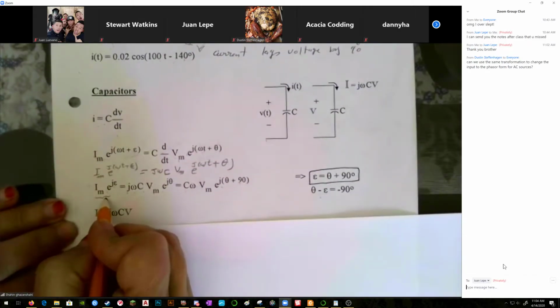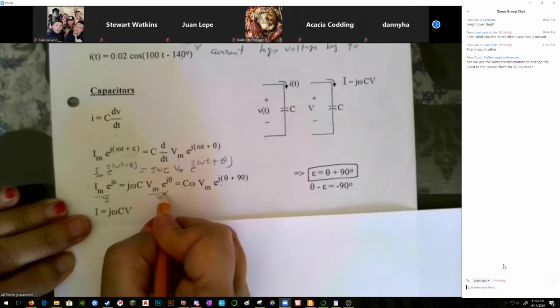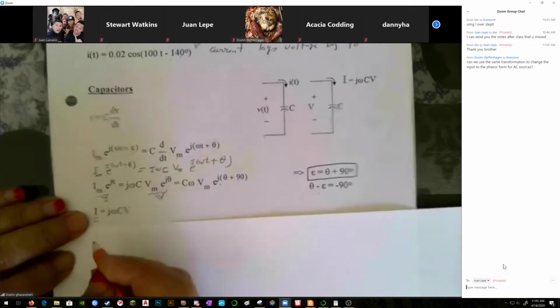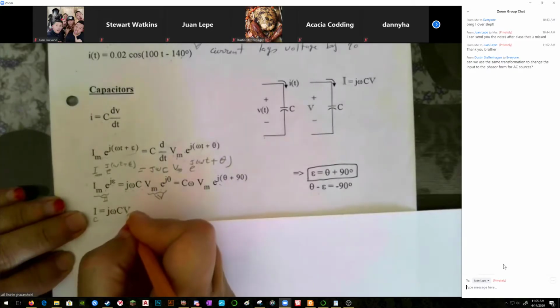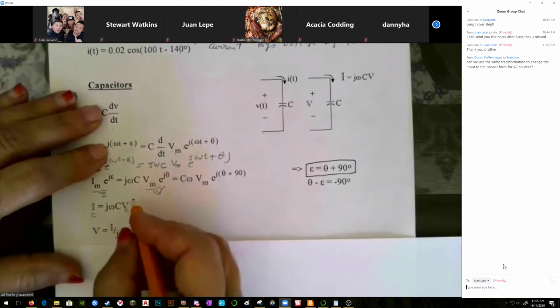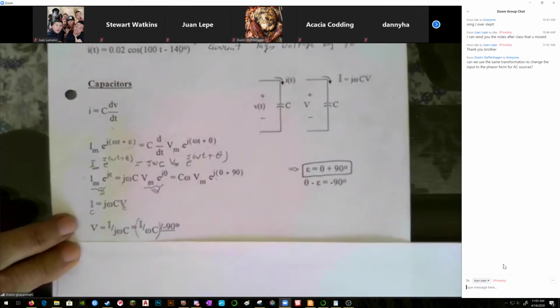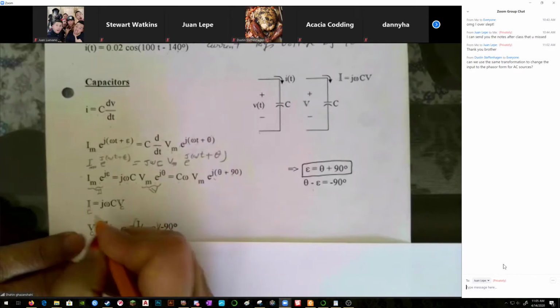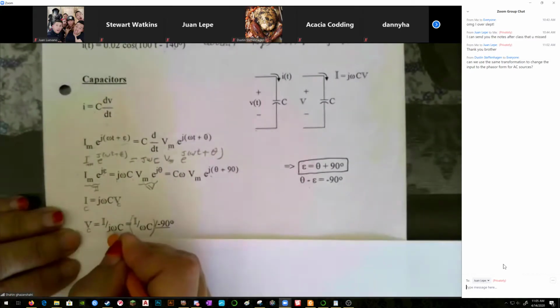This is my phasor current. This is the phasor voltage, correct? So what is the current through the capacitor? It is j omega C times the phasor voltage of the capacitor. Or the voltage is current divided by j omega C. Phasor voltage for a capacitor is the current divided by j omega C. Instead of j, you put 90.